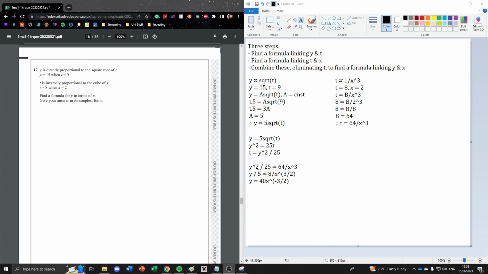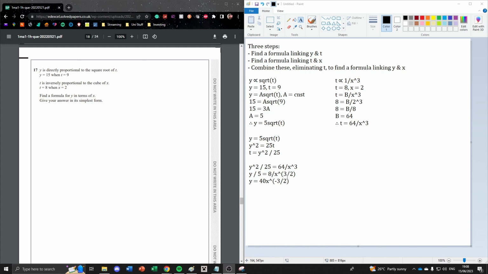Now we want to eventually get y as the subject because we're trying to find a formula for y in terms of x. You could be a bit tempted to multiply by 25 over here now to sort of get y more isolated, but that will require quite a big multiplication, and this is a non-calculator paper. So what I'd rather do first is square root both sides and get y divided by 5 equals 8 divided by x to the power of 3 on 2.